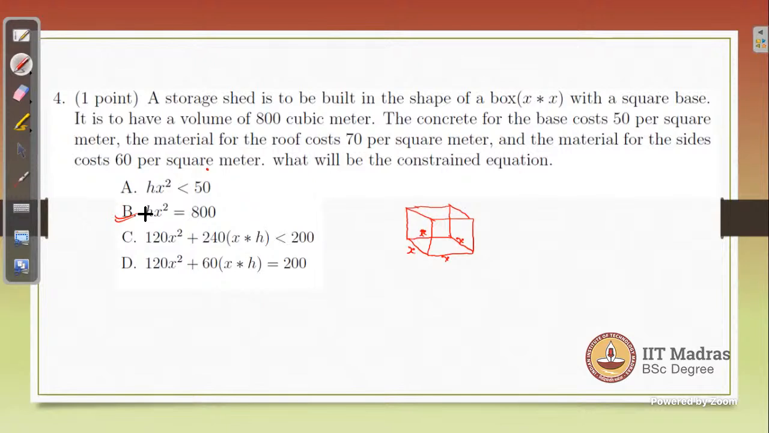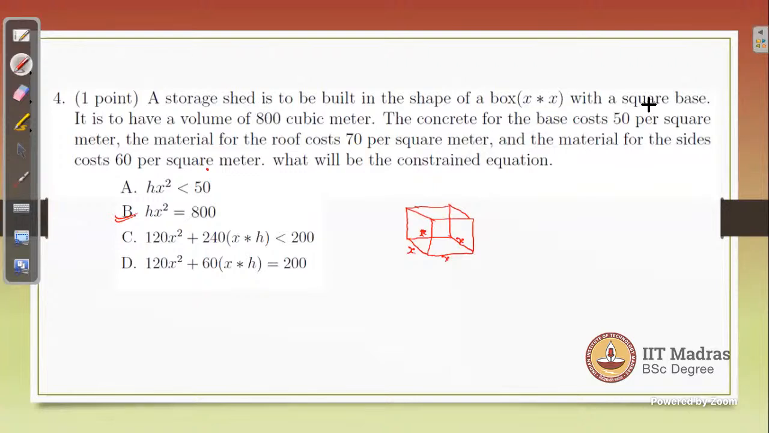Sir, I think what I did was I multiplied all 4 sides with 60. Okay, all 4 sides. So that's the mistake I made. Okay. So see, there are 4 sides, so I multiplied 60 by 4, so that's how I got that. Okay, I got your point.